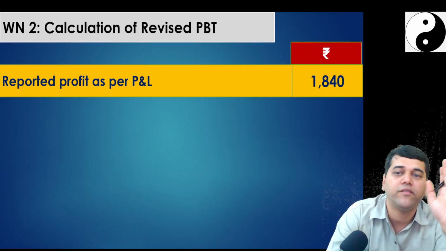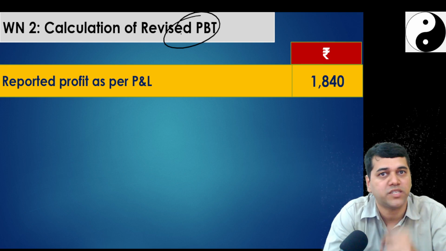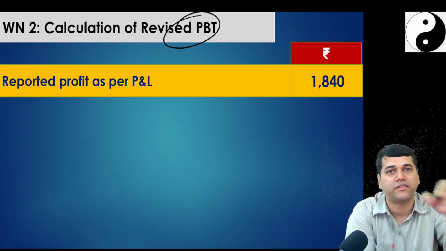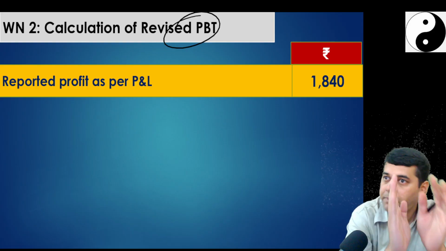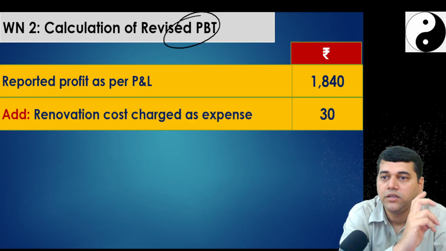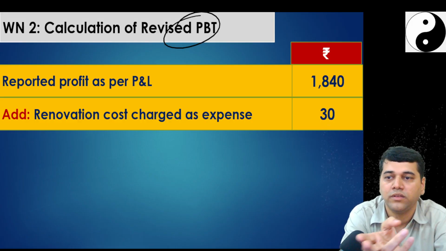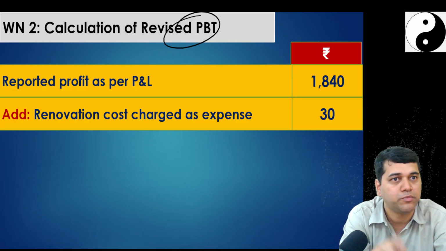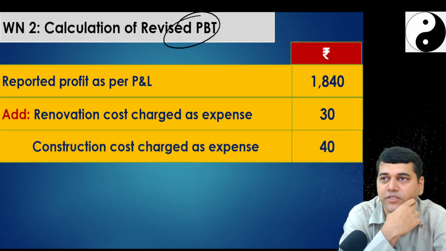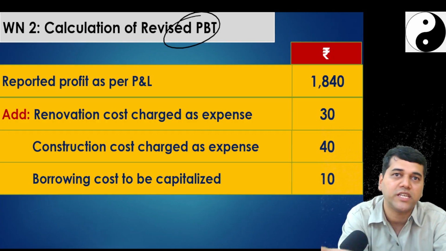So, did everyone start with 1840? And first of all, why are we revising? Because there is a mistake. Otherwise, the cash flow statement becomes meaningless. In the cash flow statement, you don't start passing rectification entries. No. Prepare cash flow the way it should be prepared, with the correct profit. Did you add the renovation cost? Why? Because your profit was less because of the over debiting. Construction cost was charged as an expense. Did you add it back? Borrowing cost, which was supposed to be capitalized, you charged it as an expense. Done.